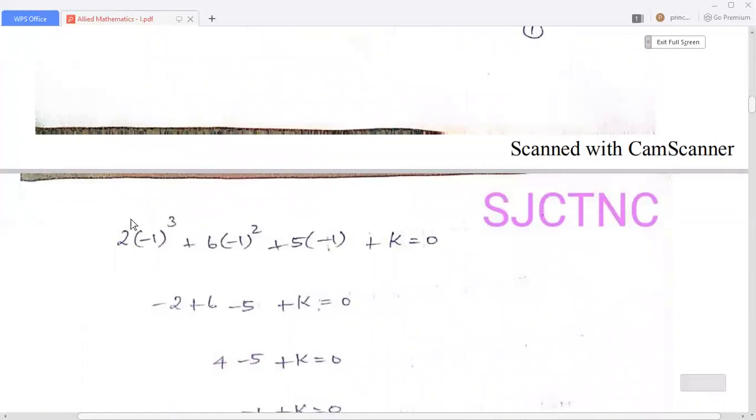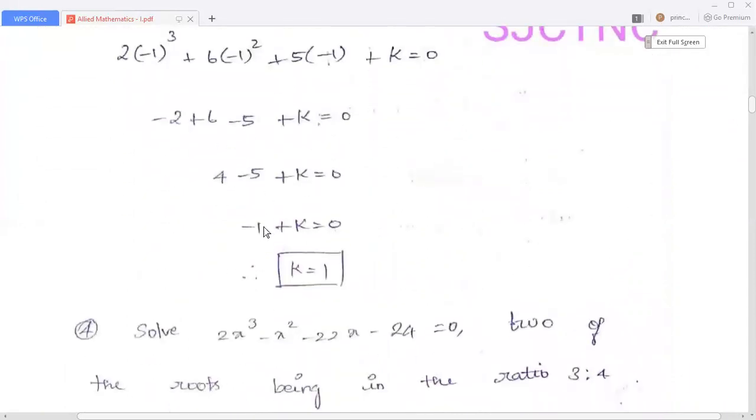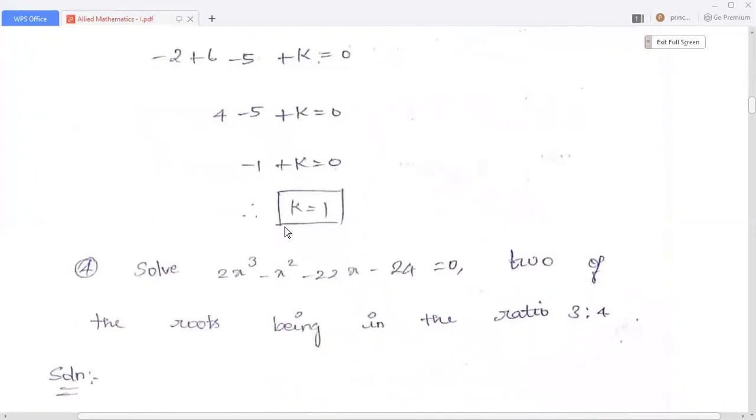So here instead of x we substitute minus 1. So 2 into minus 1 whole cube plus 6 into minus 1 whole square plus 5 into minus 1 plus k equal to 0. When you simplify this equation, we get minus 1 plus k equal to 0. Therefore, k equal to 1. So this completes that problem.